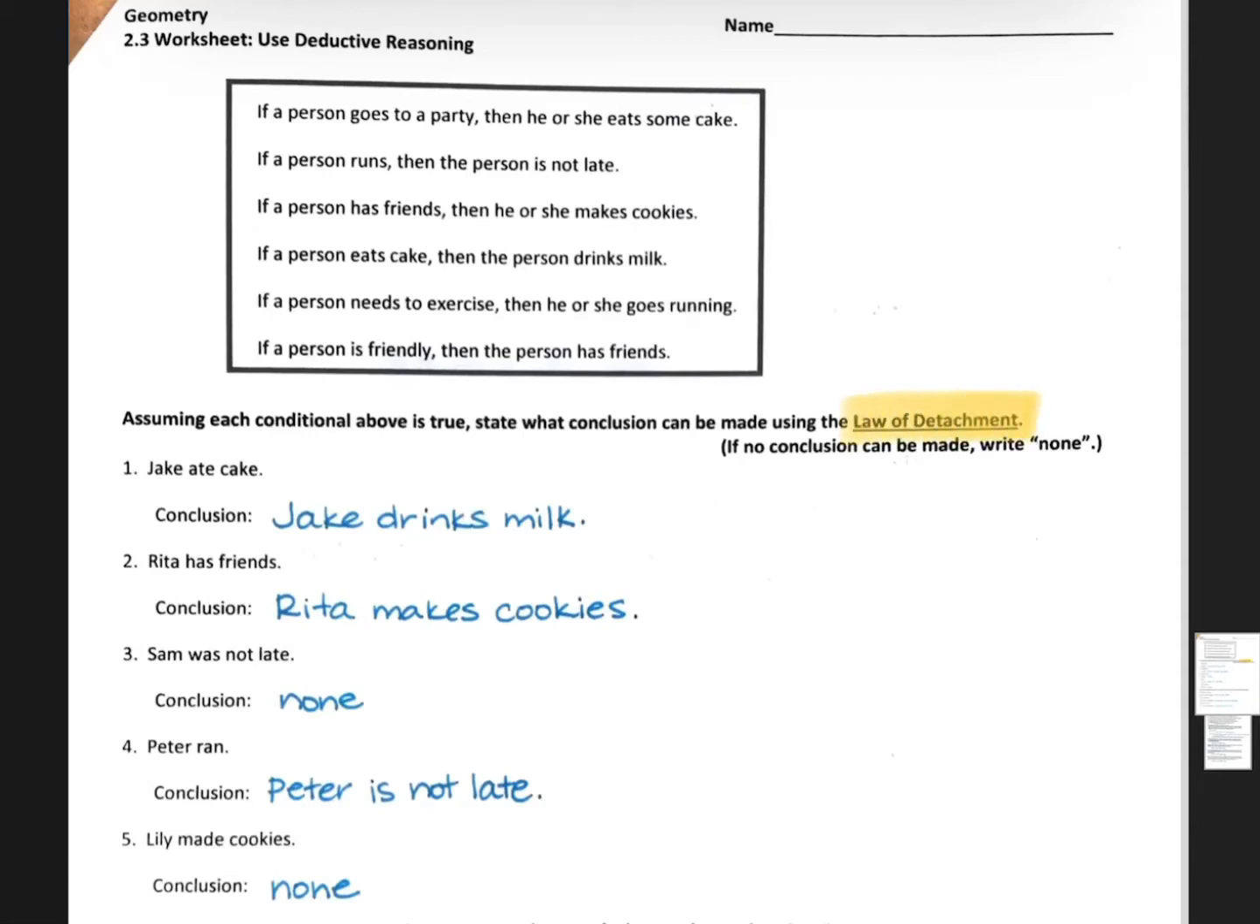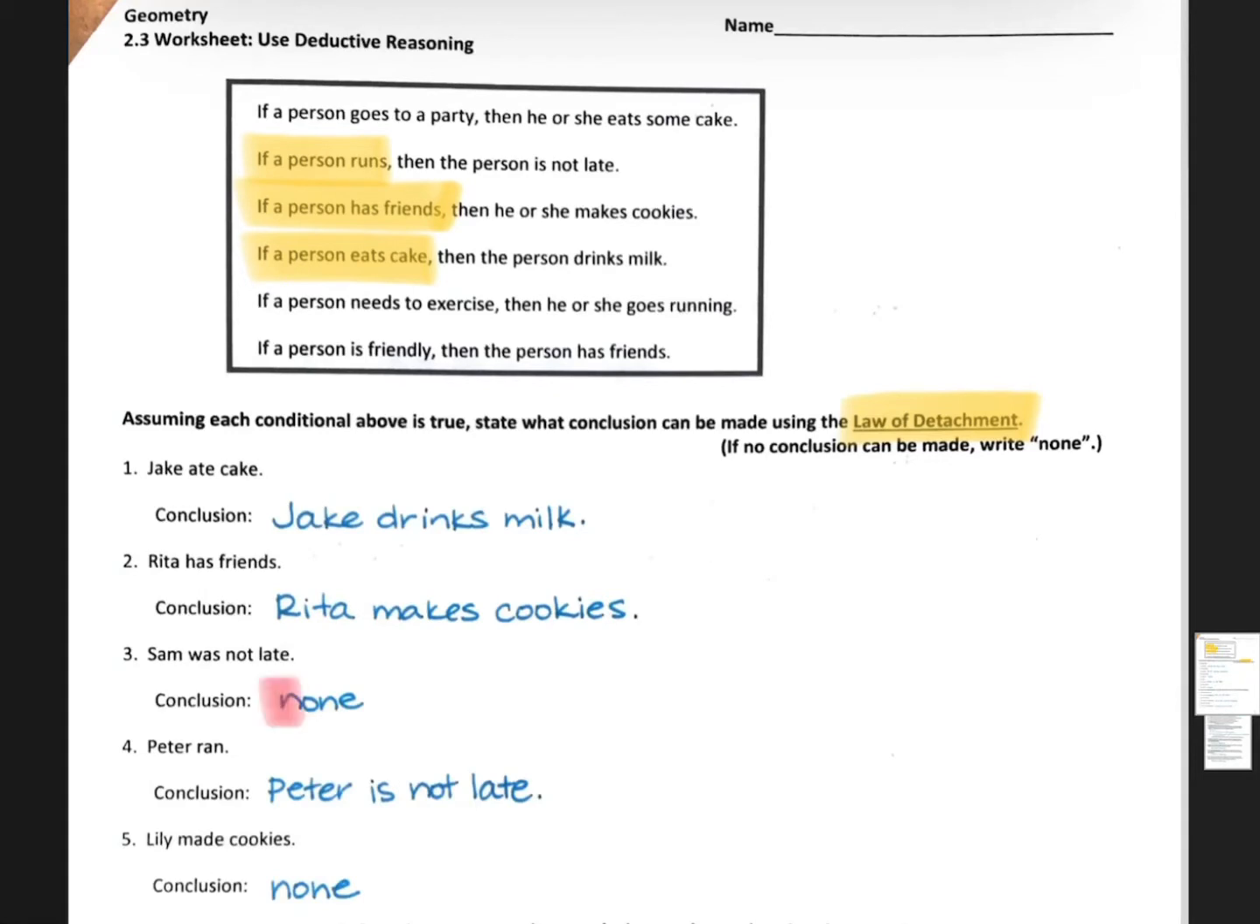Remember that the law of detachment says that when the if part of a statement comes true, then we can conclude the then comes true. So for all of these that had conclusions, like Jake ate cake and Rita has friends and Peter ran, those all had the if part of a statement coming true.